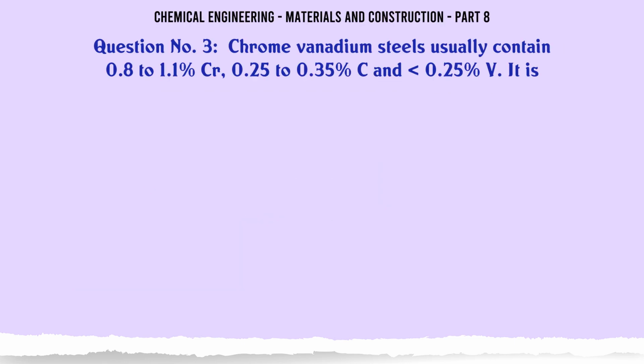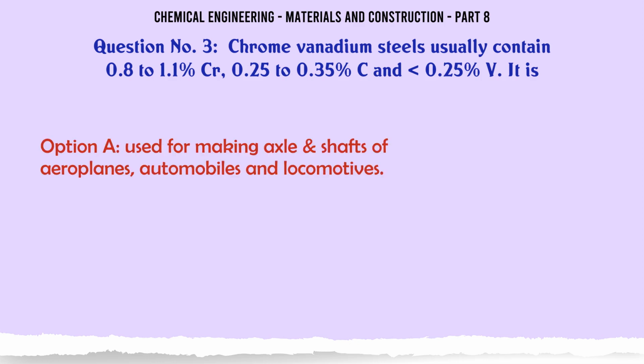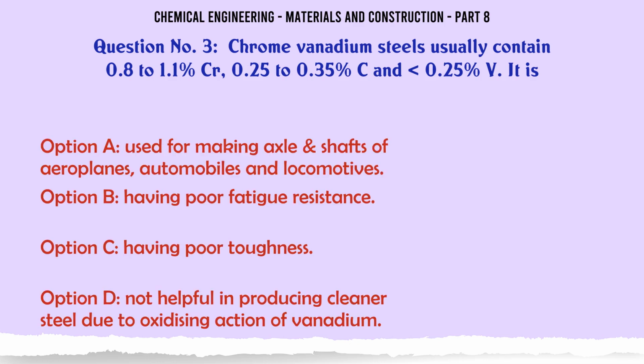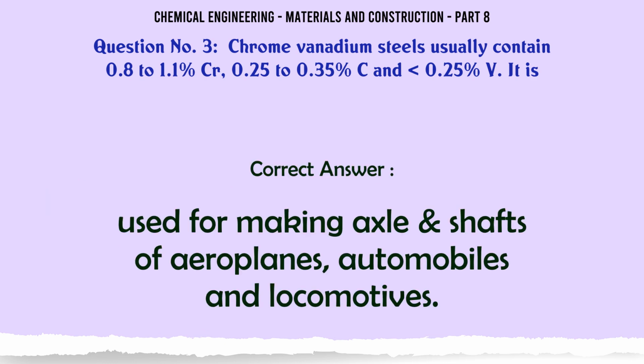Chrome vanadium steels usually contain 0.8 to 1.1 Cr, 0.25 to 0.35 C and 0.25 V. It is: A. Used for making axle shafts of aeroplanes, automobiles and locomotives. B. Having poor fatigue resistance. C. Having poor toughness. D. Not helpful in producing cleaner steel due to oxidizing action of vanadium. The correct answer is used for making axle shafts of aeroplanes, automobiles and locomotives.